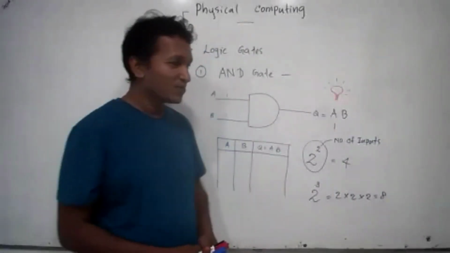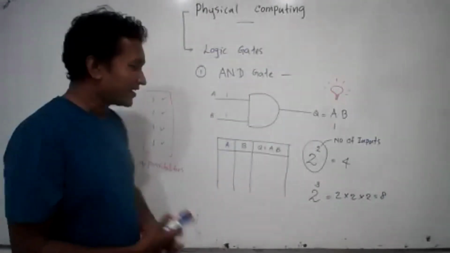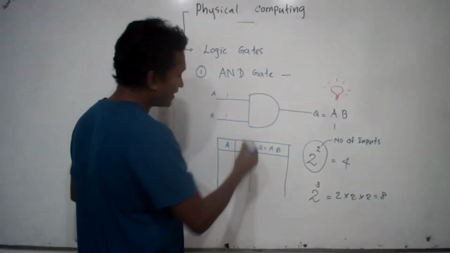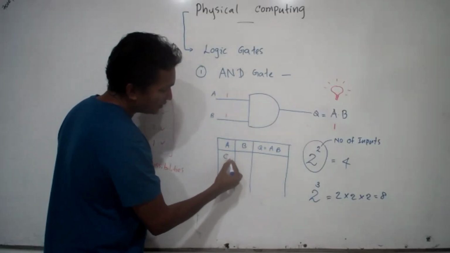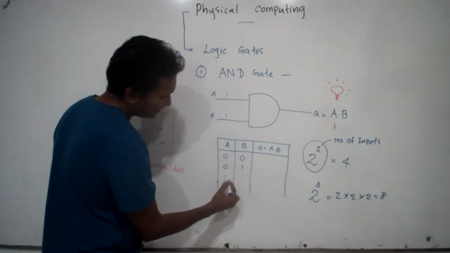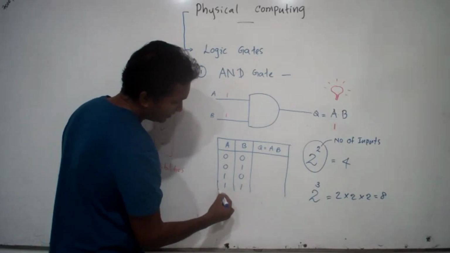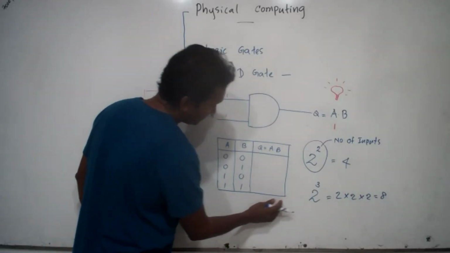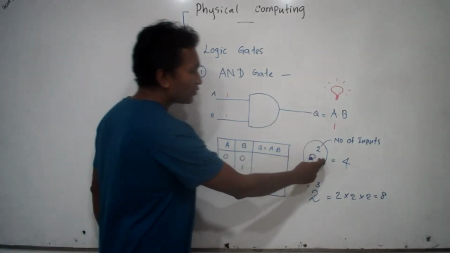Right. I'll show you the possibilities of this case. There it can be 0 0. It can be 0 1. It can be 1 0. It can be 1 1. So those are the possibilities of this logic gate. Again, 2 to the power 2.